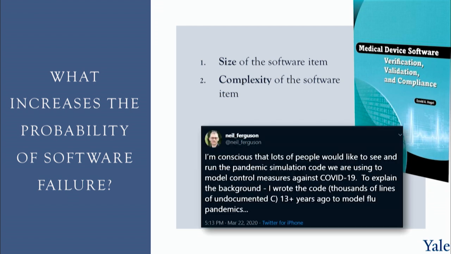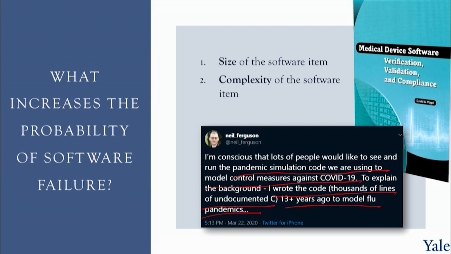So early in the pandemic, this tweet from Neil Ferguson, who's one of the expert epidemiologists in London, at Imperial College London, and he had written some code to model pandemics, and people were asking to see the code, and he said, look, we're cleaning up the code, so let you see it. And here's what he says: I'm conscious that lots of people would like to see and run the pandemic simulation code we're using to model control measures for COVID-19. To explain the background, I wrote the code, thousands of lines of undocumented C 13 years ago to model flu pandemic.